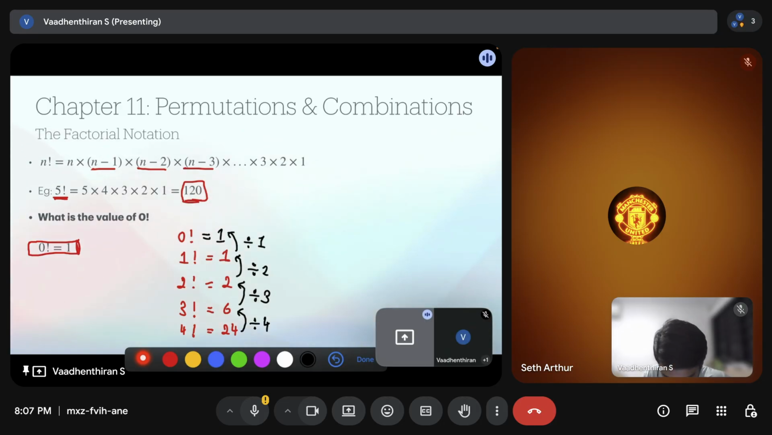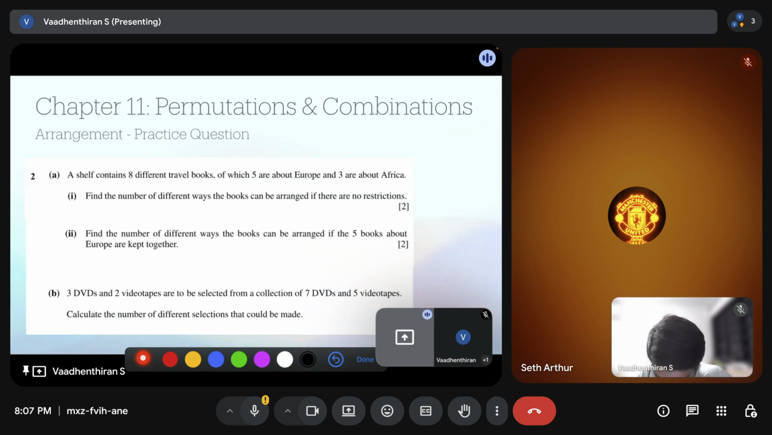When I learned about this externally, it was very interesting because I didn't know why you would just take 0 factorial as 1. So I'm just giving you some additional knowledge over here. Now there's a practice question over here. I think you can just try to do it and let me know the answer once you're done. This is on the topic of arrangement, so you need to use the factorial concept to do this question.